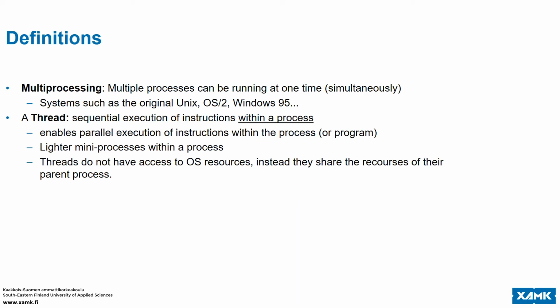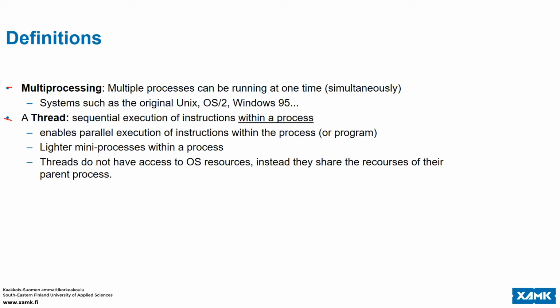Multiprocessing, on the other hand, is what all modern operating systems do. The idea is that you can have multiple programs, multiple processes running at the same time. The first multiprocessing operating systems were Unix, OS/2, Windows 95, and all of the Windows operating systems from Windows 95 onwards.